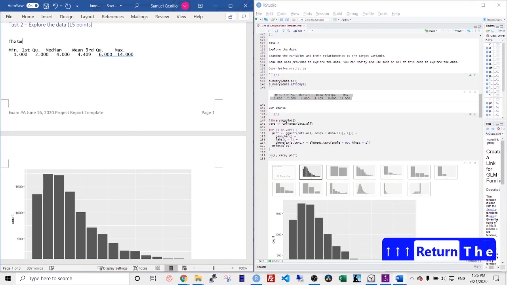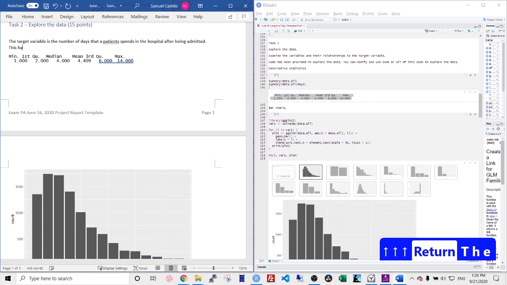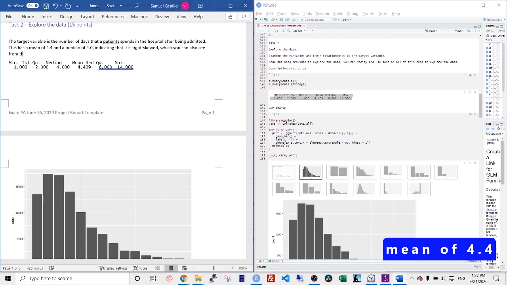So the target variable is the number of days that a patient spends in the hospital after being admitted. This has a mean of 4.4 and a median of 4.0, indicating that it is right skewed, which you can also see from the histogram.